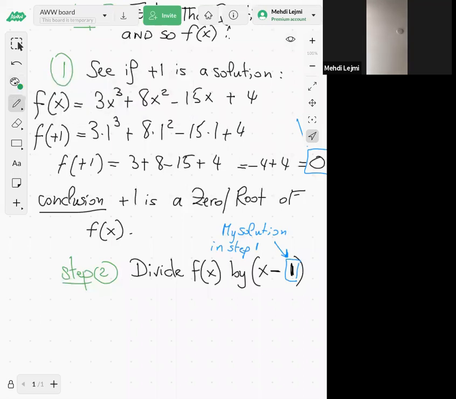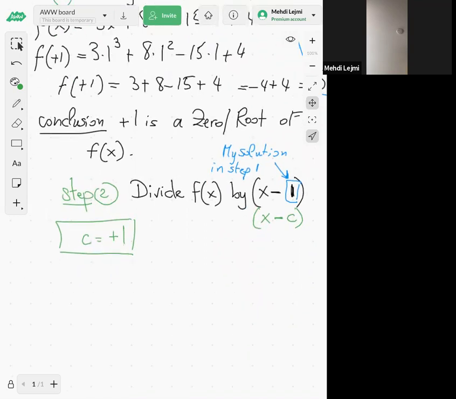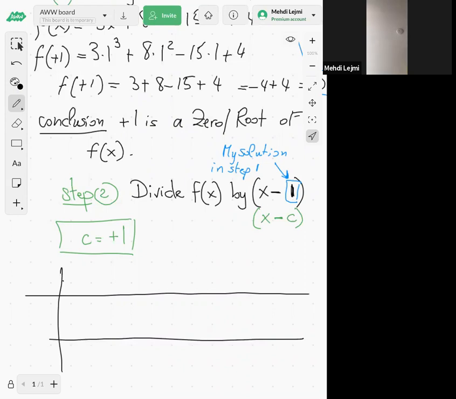So we know how to divide polynomials. This is x minus c. So my c is actually, remember guys, it should be the opposite: x minus 1, so c is positive 1. That's my solution. That's my c. Now, let's divide. I'm going to put c here, that's positive 1. Here, I'm going to put f of x. So we have x cubed, x squared, x, constant.